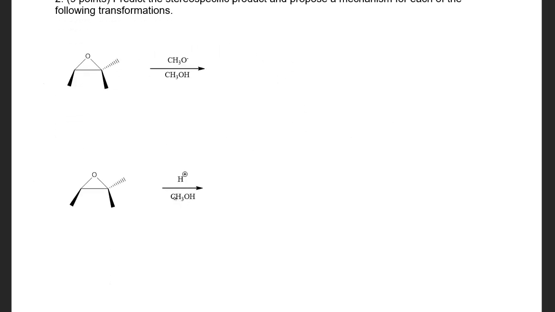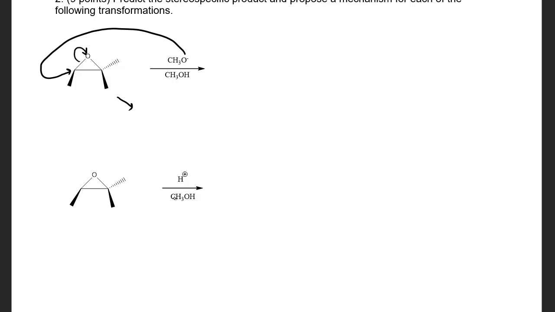For the next question, predict the stereospecific products and propose a mechanism. So here we have a strong nucleophile, and we are not under acidic conditions. We do not have a strong acid. So this is going to do an attack on the less substituted carbon to break open our epoxide and get us to an intermediate.